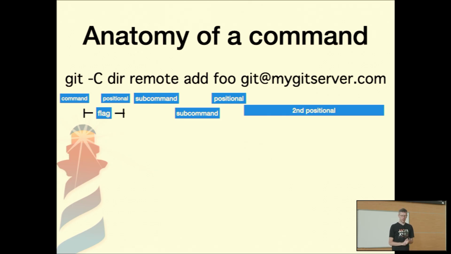Again, you have another subcommand. So add is a subcommand of the remote command. And after you have a first positional, that is the name of the remote. And at the end, git at mygitserver.com is another positional. So you see, you could have not complex, but a lot of different options. That's why there is a library to manage that for you.